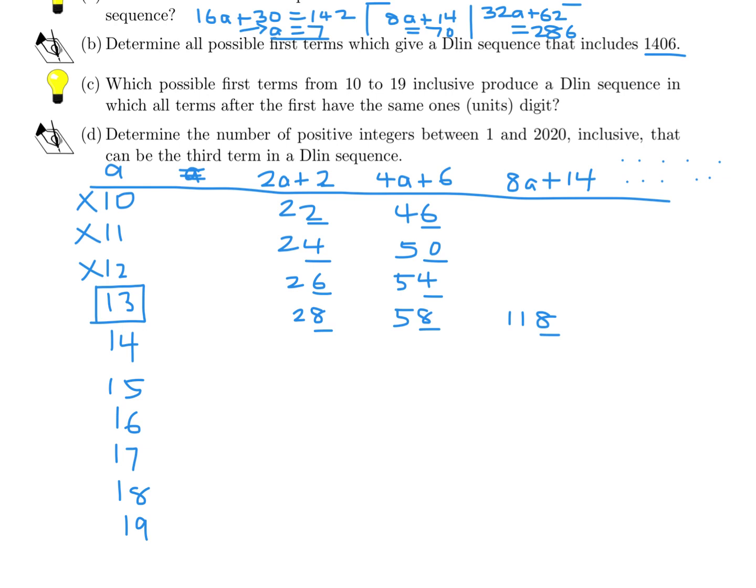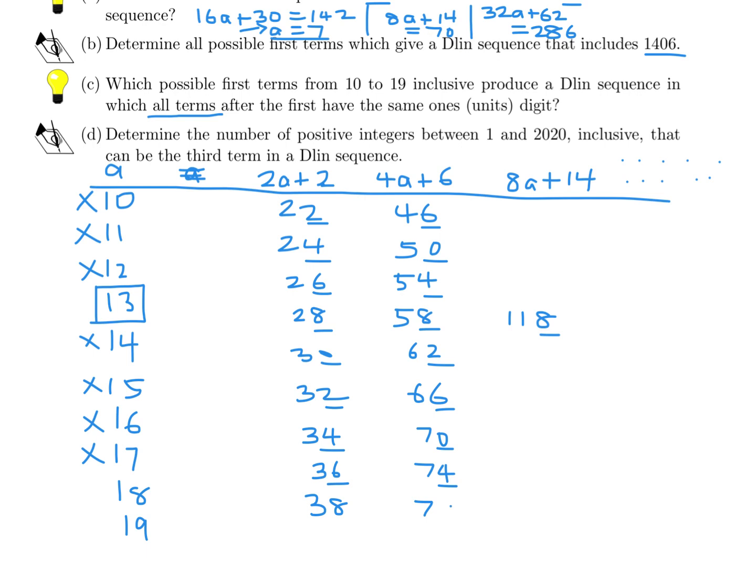Because they're saying which of the following, all terms. So, interesting. Okay, well, let's just keep going here. So 30, 62, well, that one fails pretty quickly. 15 is 32 and 66. That one fails. 16 is 34 and 70. That one fails. 17 is 36 and 74. That one fails. 18, 38, 78, 158.